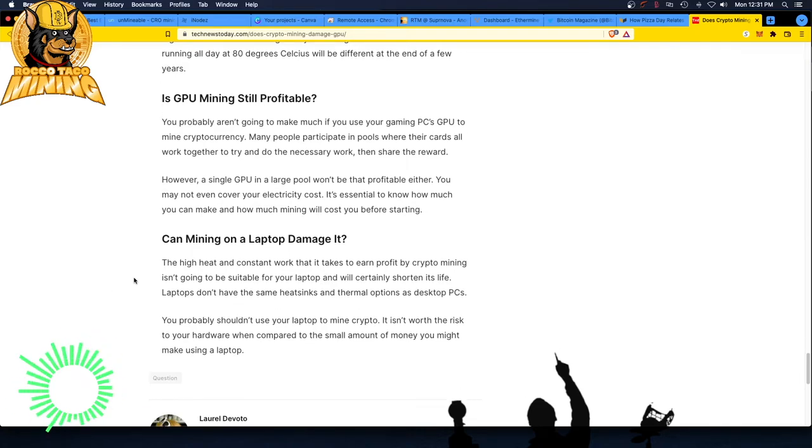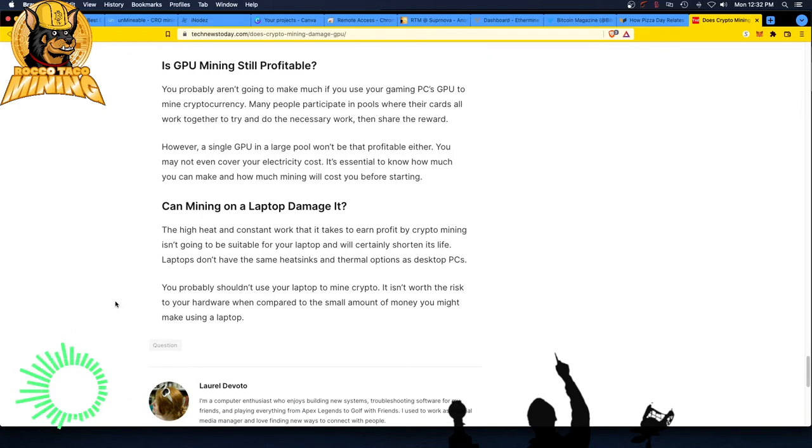All right. Can mining on a laptop damage it? Well, I don't know. I have two laptops. I needed one for work, and I was also going to buy one anyway because I couldn't get GPUs at the time. Everything was in high demand. I said, well, I can get laptops with these NVIDIA cards in them and start mining and get 32 megahash. So I got a Lenovo and a Dell, and they're mining, and I'm also CPU mining them too. I am cooking these puppies because they're money makers to me versus sitting in a corner. And they're saying you shouldn't use a laptop to mine crypto. It isn't worth the risk to your hardware when compared to the small amount of money you might make using a laptop. I know. I can't resist it.